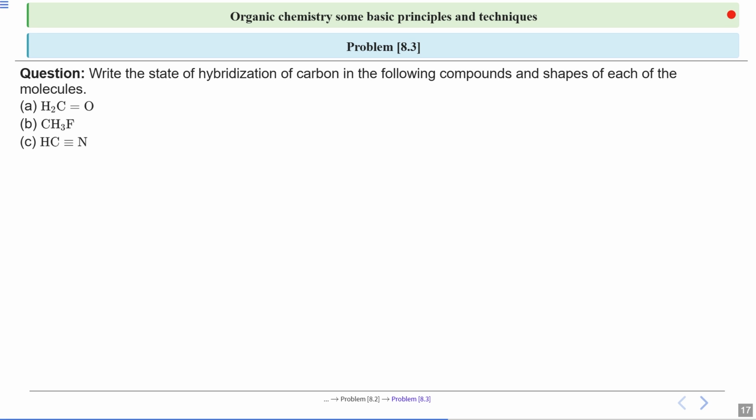Moving on to the next question, you have to write the state of hybridization again, and in addition to that, you have to mention the shape as well. So we have 3 compounds here: CH2CO, CH3F, and HCN. So this one would be the last question. Your time to solve this question starts now. This is the last in-text question, right? 8.1, 8.2, and this one's 8.3.